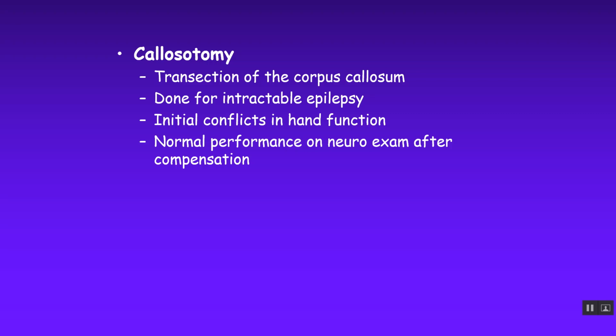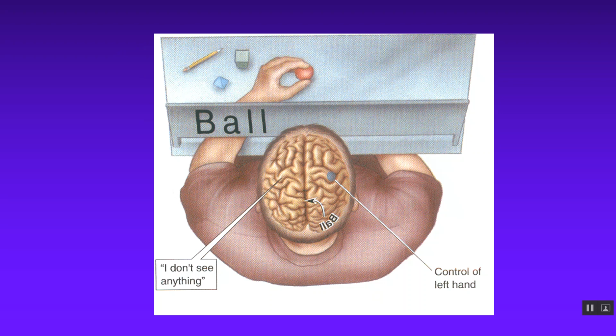Initially, when you do the callosotomy, they have some conflicts with hand function and figuring out how to get their hands to work together, like, all right, which one is supposed to do this and that? But those get better over time pretty quickly, especially if you do this in a younger child. Their nervous system's more flexible. But then they have normal performance on the neuro exam after compensation. But here's the specific environment you could put them in.